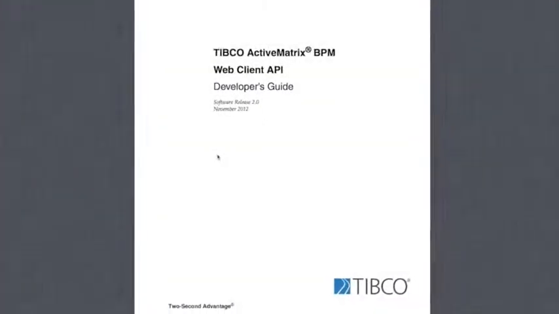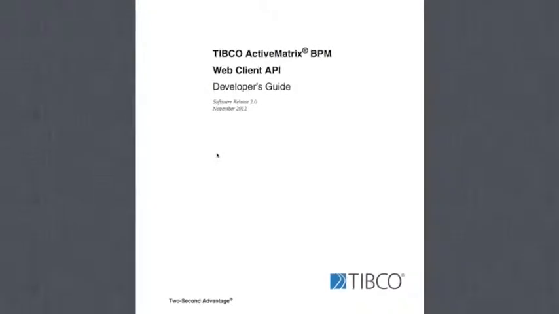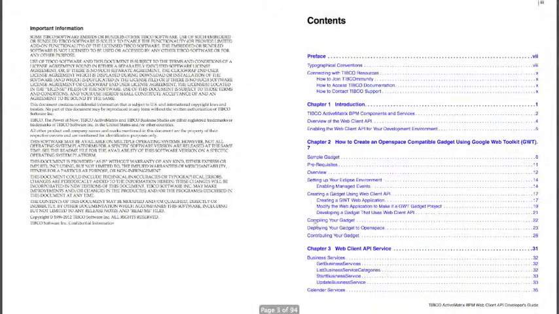Hi, I'm Raphael. Let's see together how to create a Google Web Toolkit gadget in OpenSpace. Let's start with the TIBCO documentation, Web Client API. There is a sort of tutorial there with some prerequisites.